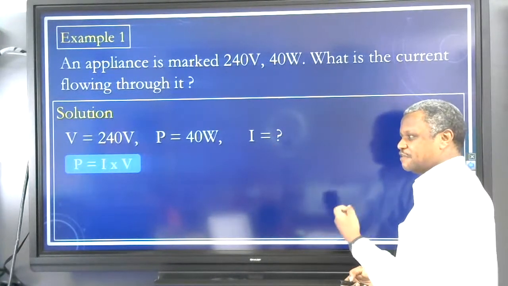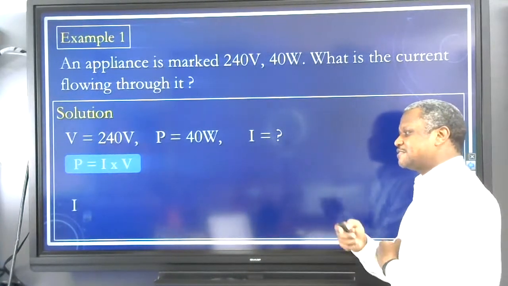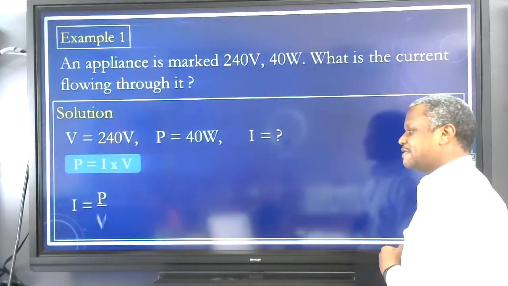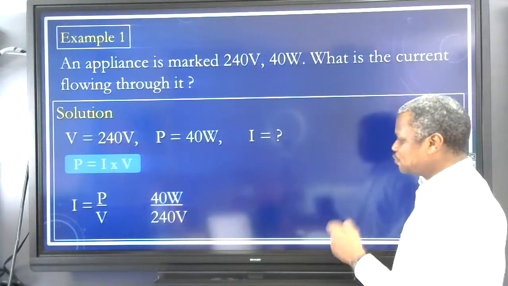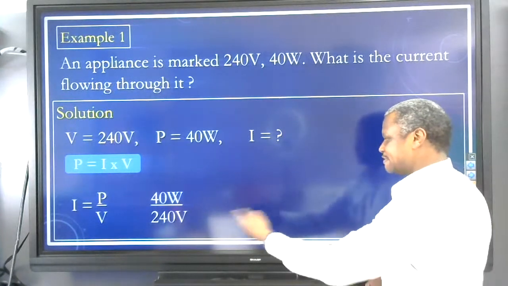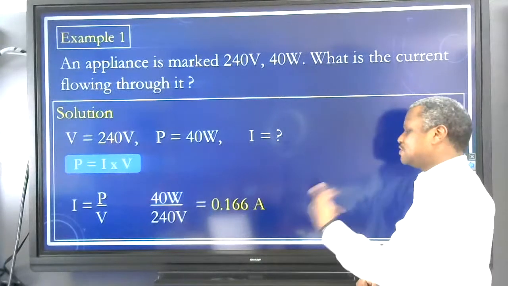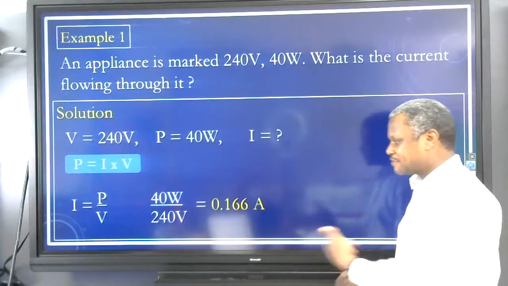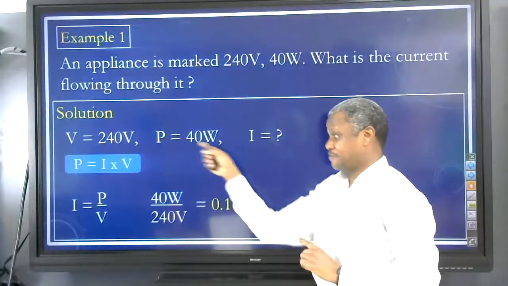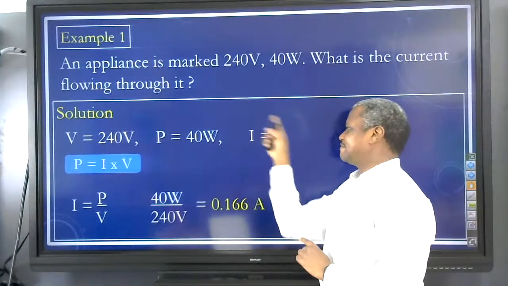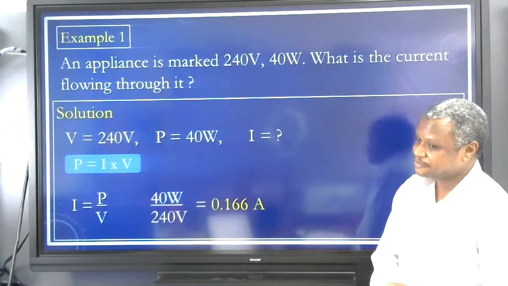But you know that the formula for power is equal to current multiplied by voltage. So when you substitute that, current is therefore power divided by voltage, which is equal to 40 watts divided by 240. And when you divide that, you get 0.1666, or 0.167 when you round it up. So always begin with what you know, then always finish with what you don't know. That's example number one.